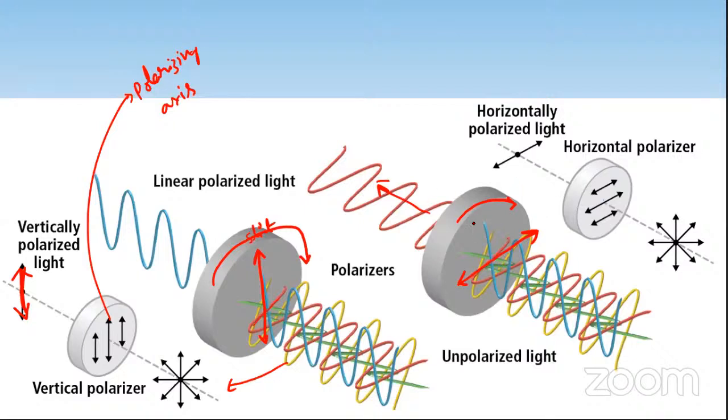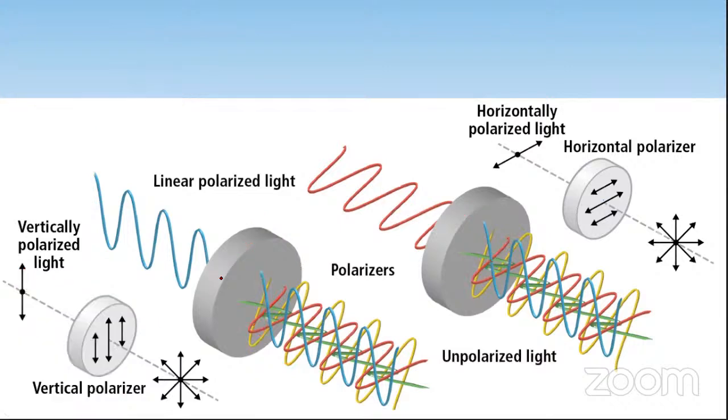The axis in which the light passes out of a polarizer is called the polarizing axis. For example, in the first case, the polarizing axis was north to south. This was the polarizing axis, the axis in which the light is passing through a polarizer. Very simple.